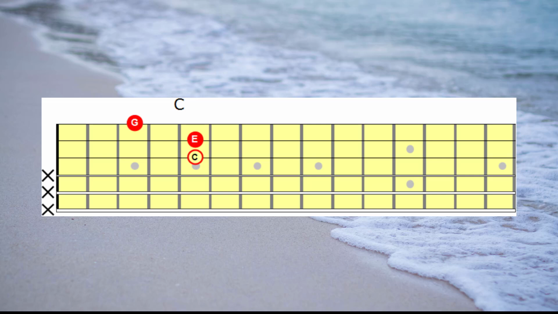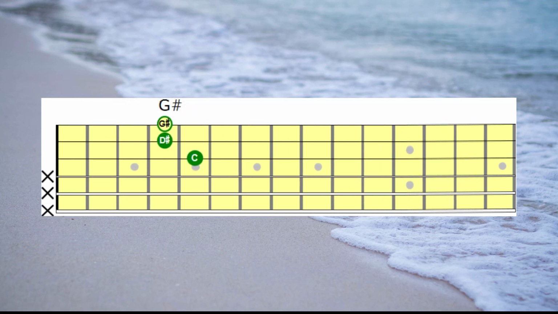Let's return back to our original augmented chord shape. This time, let's name this shape G sharp augmented. If we were to lower the note E on the second string by a semitone, we would discover that we have a G sharp or A flat major triad hiding in plain view.